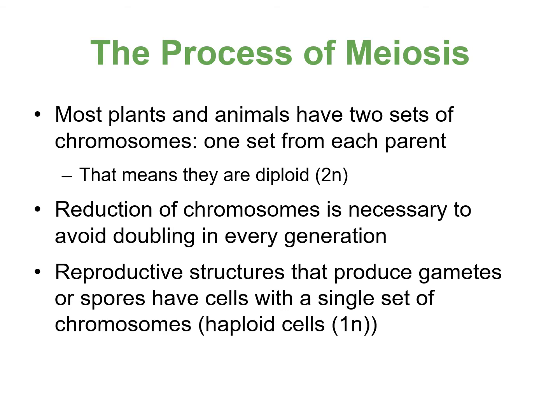So most plants and animals have two sets of chromosomes. And again, you're getting one set from your mother and one set from your father. So that means that animals are diploid, or 2N. The reduction of chromosomes is necessary to avoid doubling in every generation. We saw in the process of mitosis that from one cell, the result is two identical daughter cells. So meiosis is going to be a little bit different because we don't want to double in every single generation, and I'm going to explain why on the upcoming slides.